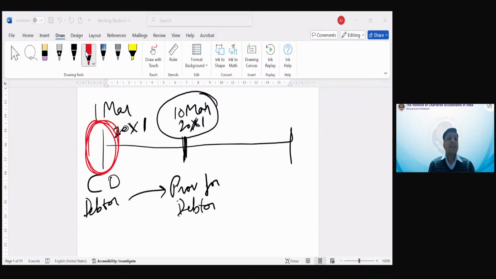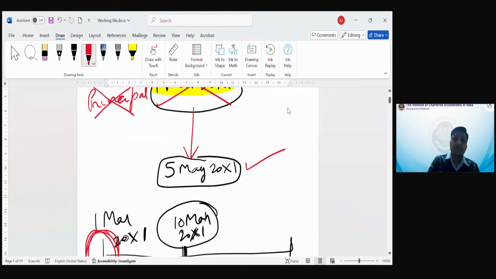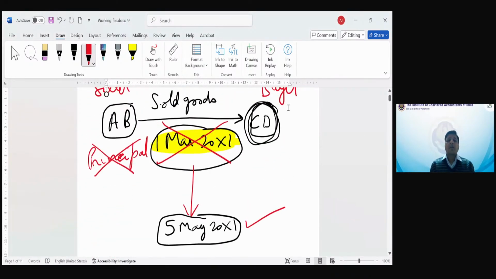Okay, then I think Ajay Surya has a question. He's asking, sir, as per accrual, income received is not important. Then why do we wait till May? All right, so now here again, Ajay Surya has a very valid point. He is saying, sir, in this particular situation, we are waiting till 5th May. Why? Because on 5th May, income is received.